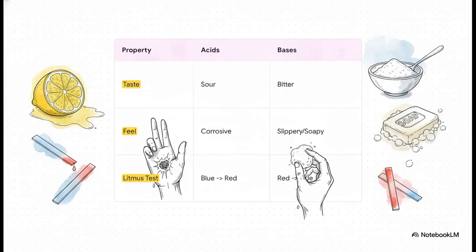But we don't always have to think about ions. We can actually tell them apart in much simpler ways. Take taste, for example. Acids are sour, think lemons. Bases are bitter, like baking soda. How about touch? Bases feel kind of slippery, almost soapy, but acids can be corrosive and stinging. And of course, the classic lab test, the litmus test. An acid turns blue litmus paper red, and a base does the opposite, turning red litmus blue.